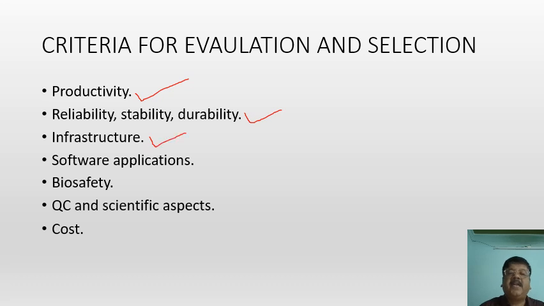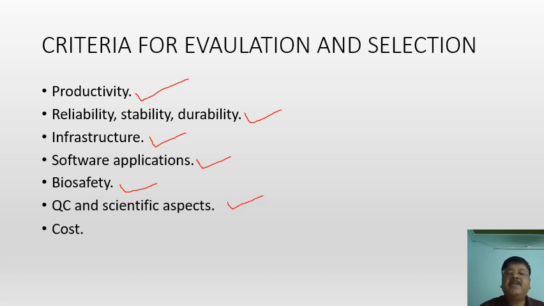The infrastructure, whether the related infrastructure is available. Some equipments require continuous AC supply for maintaining the temperature. So all those things we have to take into consideration. Only purchasing the equipment and keeping it at a substandard level is not correct. Then software application, what software is required? Sometimes we may purchase the equipment, but the software will not be covered. So we have to study it properly before giving the indent for the equipment. Then we have to see the biosafety levels, then QC and scientific aspects of equipments.